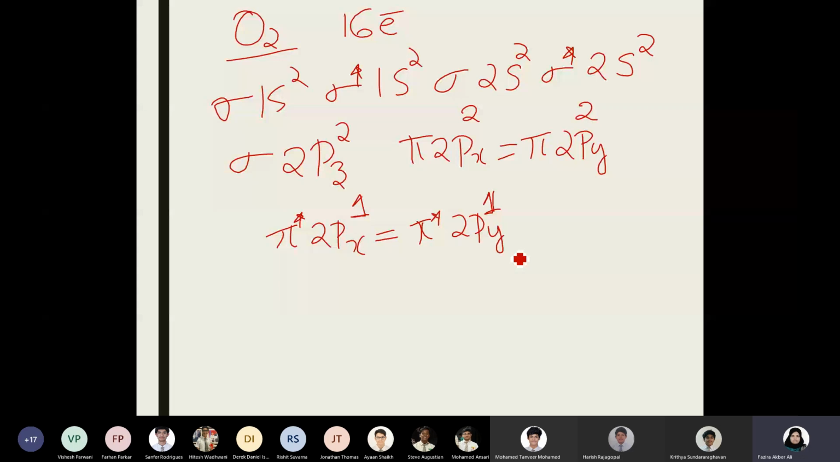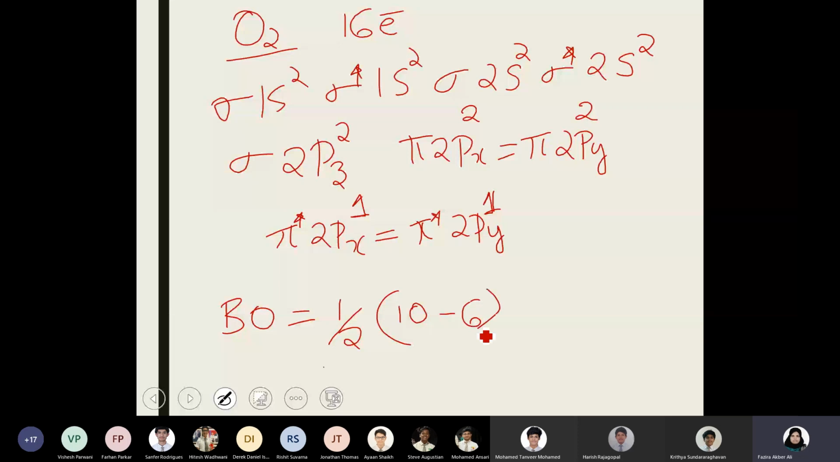Okay, so now let's go for the bond order. How to calculate the bond order? Half into the number of electrons in bonding, which is 10 here, minus 6. So what will be the value you will get? 2. So what does that imply? What is the meaning of bond order 2?